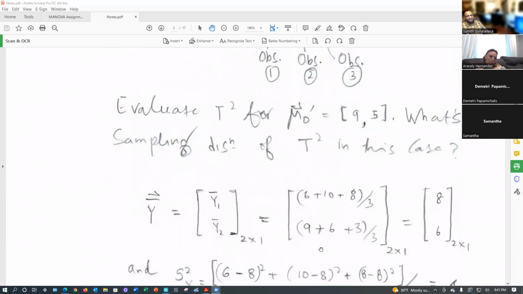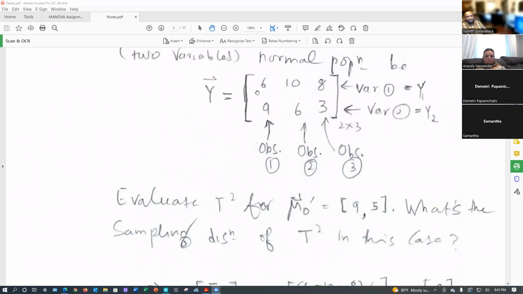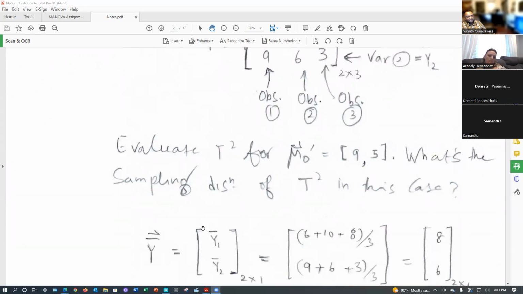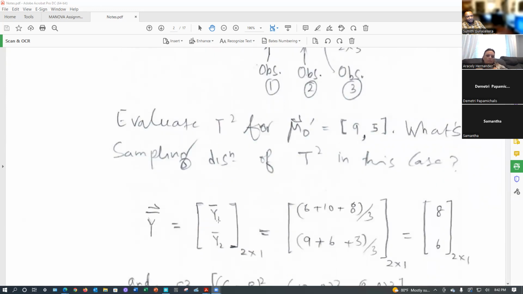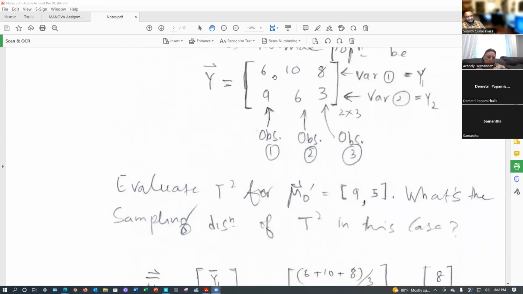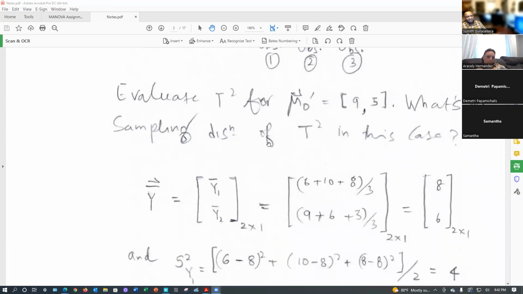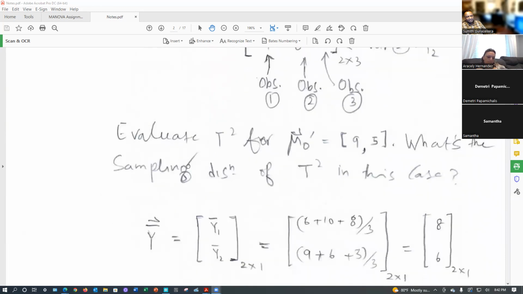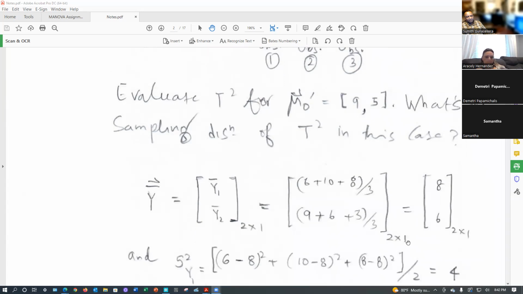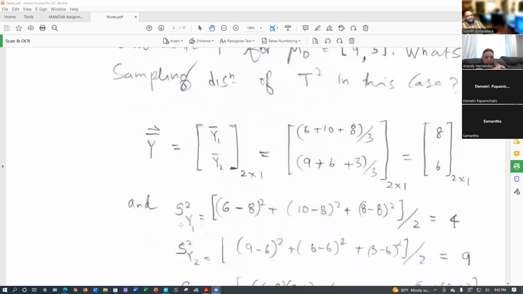So we can easily get the y bar vector. You have two variables, y1 and y2. You get y1 bar by adding these numbers, 6 plus 10 plus 8, divided by 3. The other one, observations 9 plus 6 plus 3, divided by 3. And you still have a 2 by 1 vector, 8 and 6. See, the averages. Now what do you really need? You really need the variance of y1.